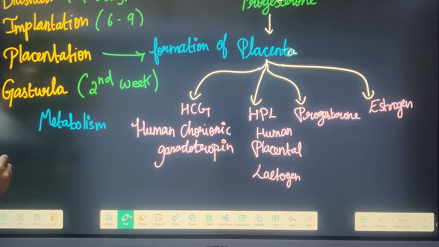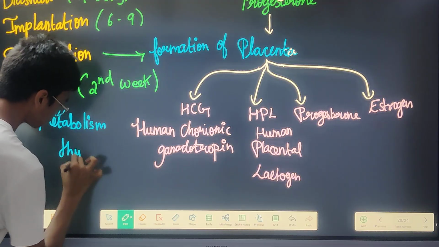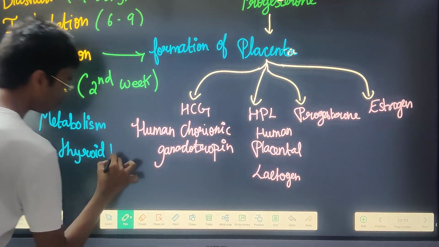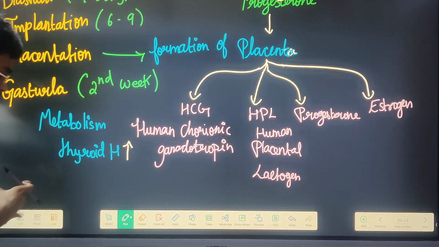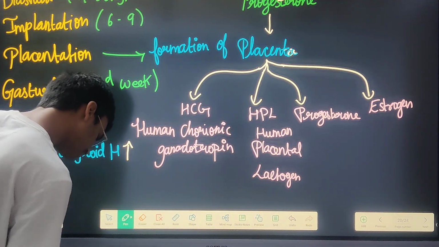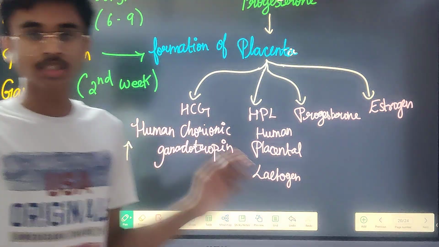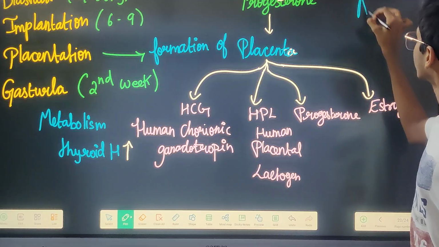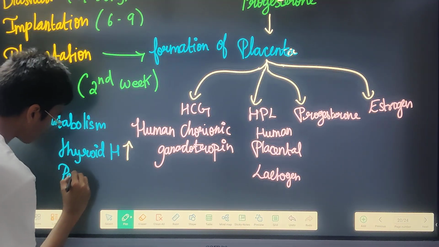Okay, metabolism must increase. For that, a very important hormone is thyroid hormone. Thyroid hormone will be secreted a lot. Other than this, some other general hormones are also being secreted, such as prolactin. Prolactin is secreted in the anterior pituitary. Okay, prolactin will also be secreted.